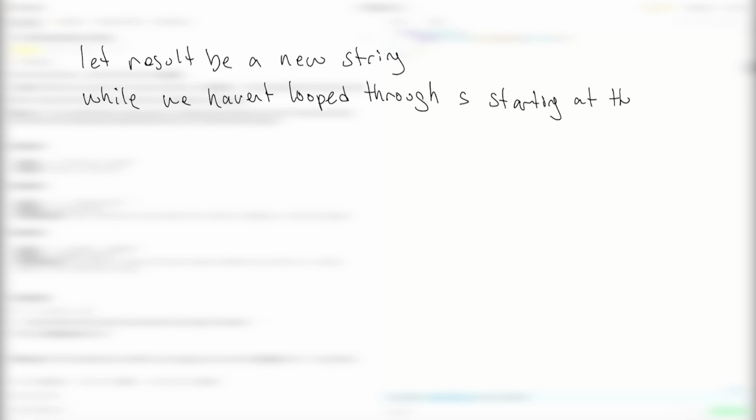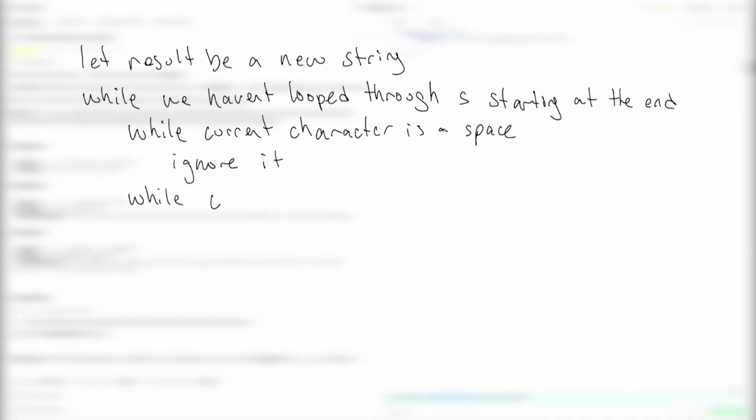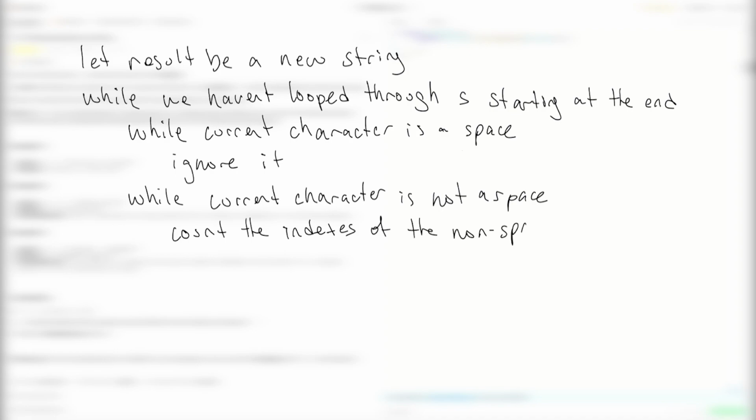So the pseudocode is actually pretty simple. We're going to go ahead and say let result be a new string. This is obviously what we're going to return. Then we want to say while we haven't looped through S, starting from the end, we want to say while current character is a space, ignore it. Then we want to say while current character is not a space, we want to count the indexes of the non-space characters.